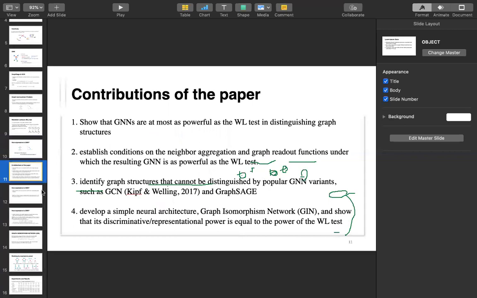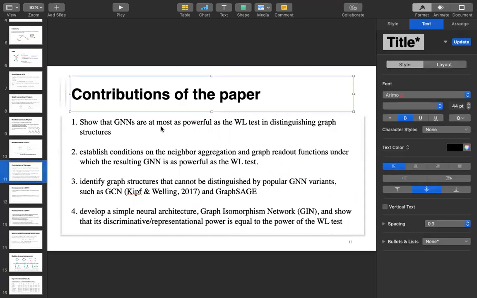So the contribution of the paper has the following 4 points. One is that it showed that GNNs are at most as powerful as the WL test in distinguishing graph structures. And it proved a theorem to establish conditions on the neighbor aggregation and graph readout function so that the GNN is as powerful as the WL test.